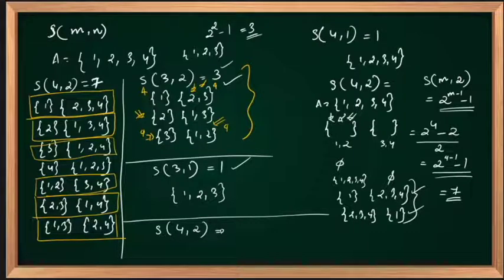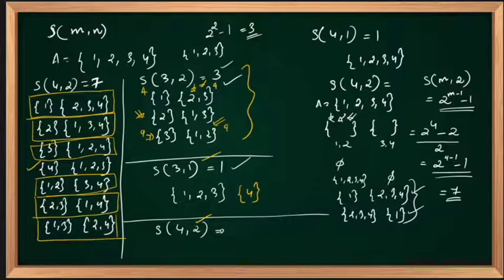Then if you see S of 3, 1, here I have three elements and only one partition. So basically I need two partitions, and I have one more element. So what I can do is just add 4 here. Then it will have two partitions. Right, that is this set.